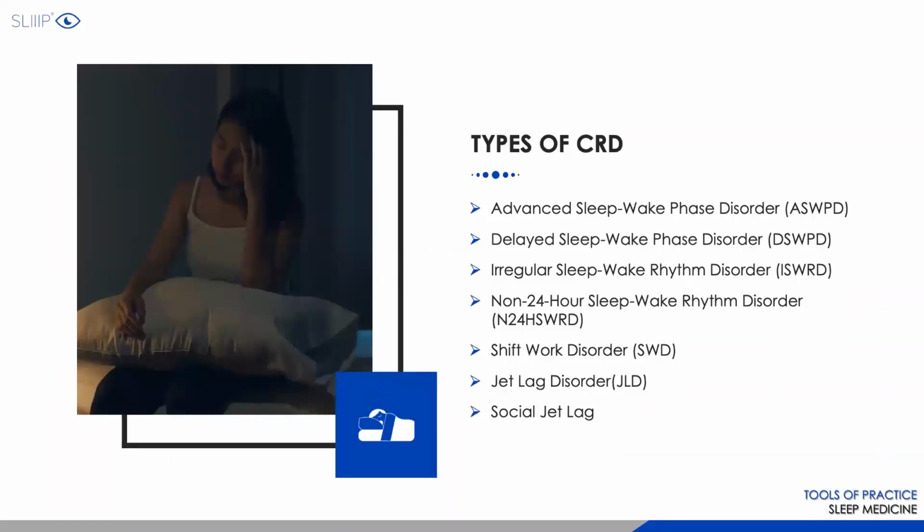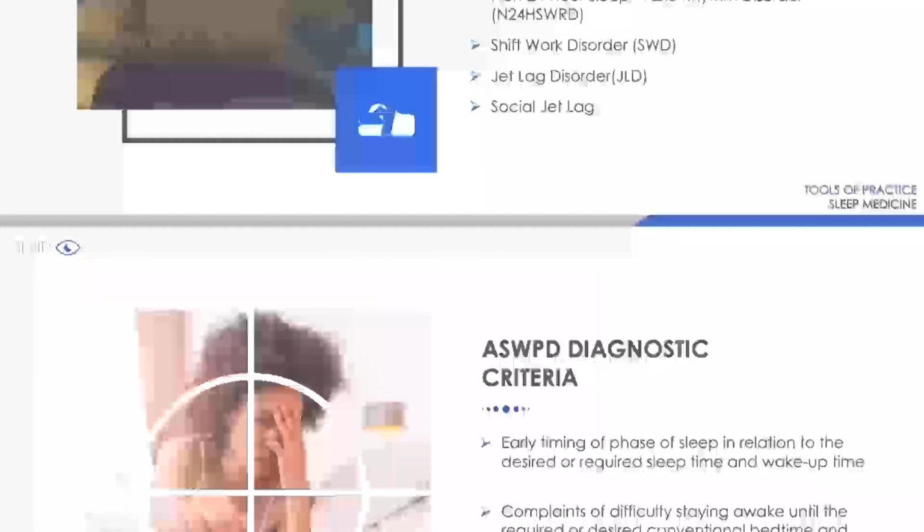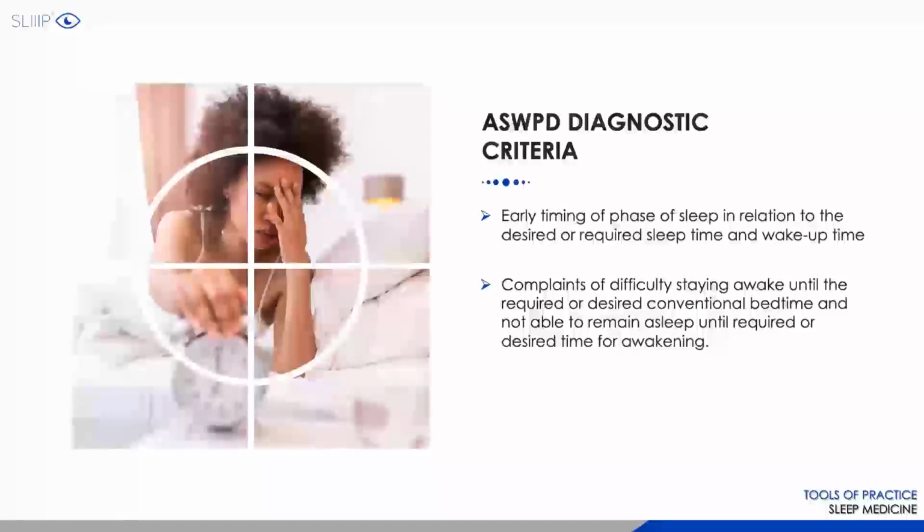But the other one that commonly throws us all off course is daylight savings time as well. So we're looking for anything that changes the way our homeostatic drive and our circadian drive get out of whack.